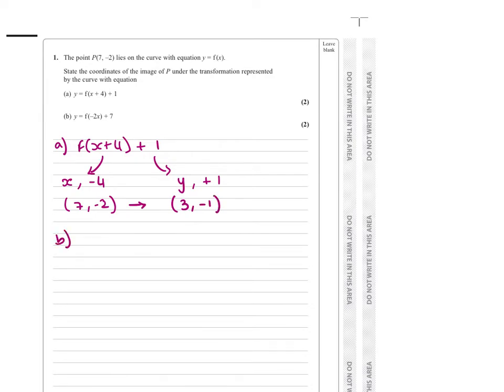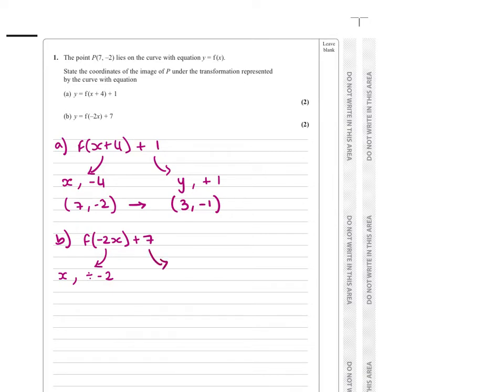Part B. y equals f of (-2x) plus 7. Okay, inside or outside the bracket? Inside, it affects x, and we're going to do the opposite of what it says. It says multiply by minus 2. We're actually going to divide by minus 2. Then we have plus 7.